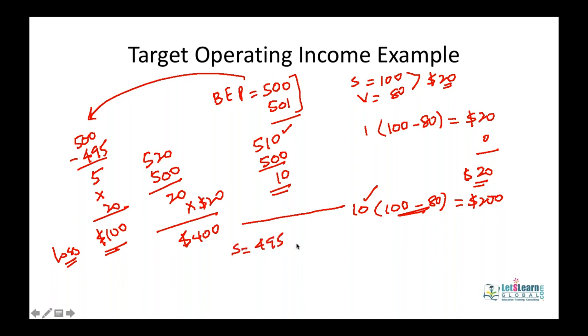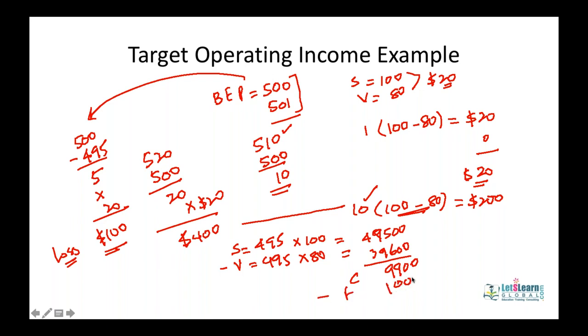495 sales equals 495 units times $100. That is going to be $49,500. Variable cost: you are selling 495 units multiplied by $80. 495 times $80 is going to give you $39,600, variable cost. When you deduct this amount from 49,500, you get $9,900. This is called contribution. Minus fixed cost of 10,000. It is a $100 loss.